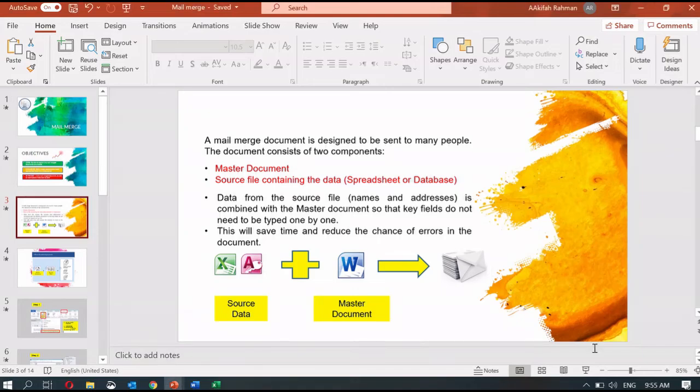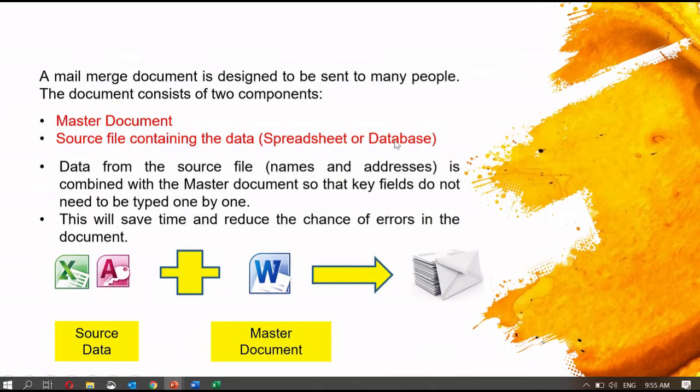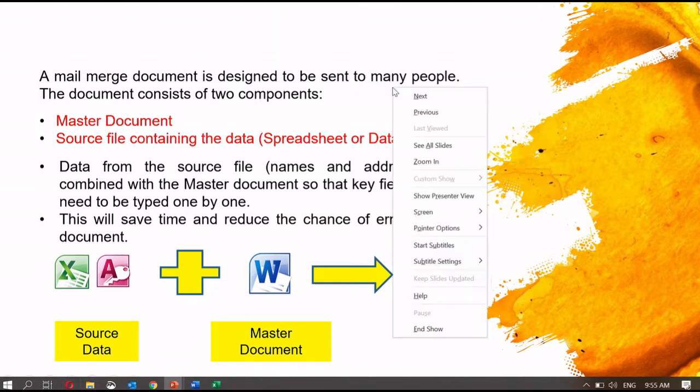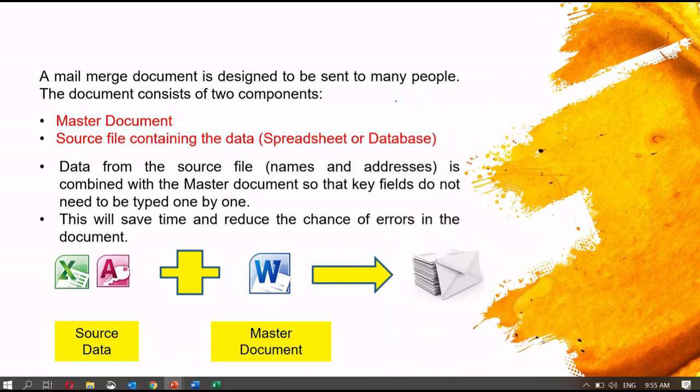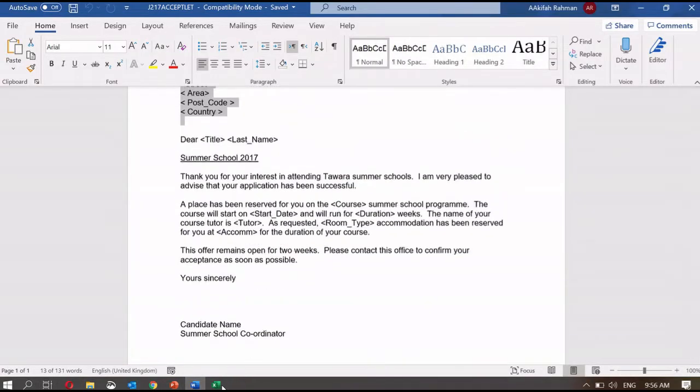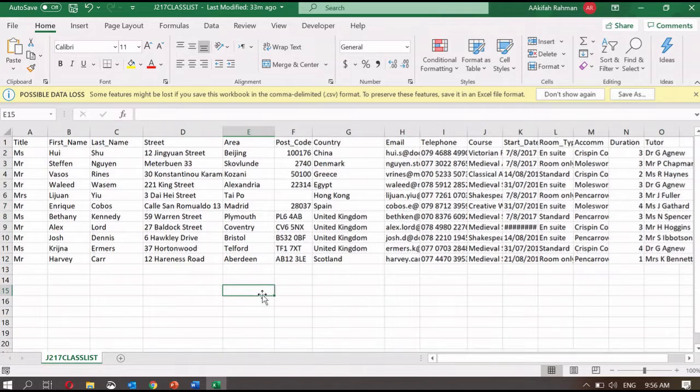So let's go back to our slide now. Mail merge is basically the process that solves the problem I presented to you. It is how we can make a document that is designed to be sent to many people, where the document has two components. One, you have a master document, which is the first document I showed you, and the source file, which is the second document I showed you. The master document is usually a Word document and the source file is usually an Excel sheet like this.